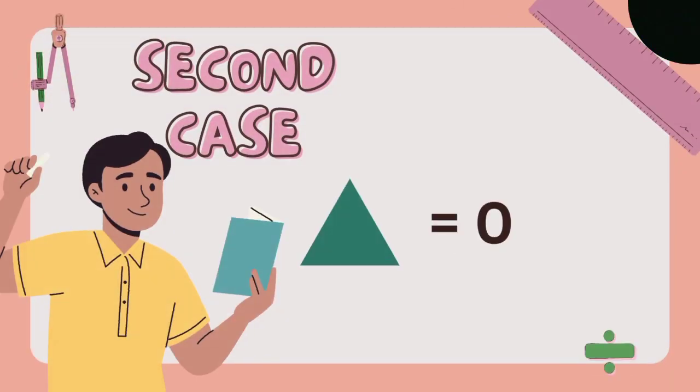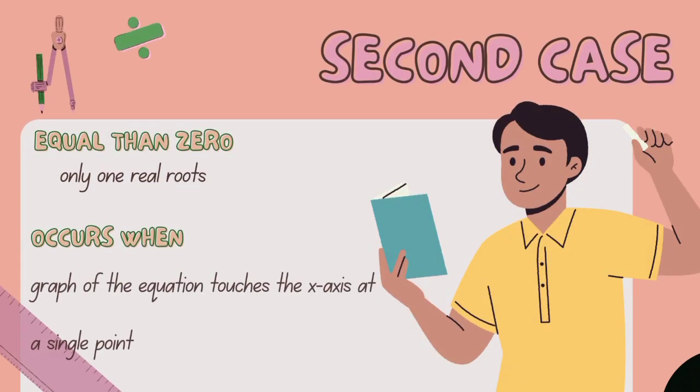Second case: when the discriminant is equal to 0, it means that there is only one real root for the quadratic equation. This occurs when the graph of the equation touches the x-axis at a single point, known as the vertex.